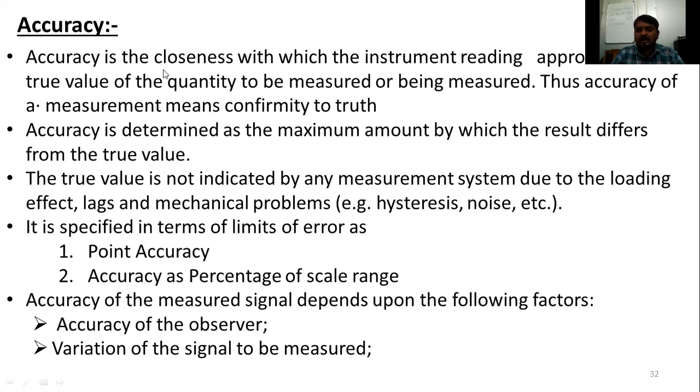Accuracy is the closeness with which the instrument reading approximates the true value of the quantity. True value is nothing but the standard value of the quantity to be measured. The measured value which is close to the true value or standard value, that one we are going to call accuracy. Thus accuracy of a measurement means conformity to the truth. Truth is our standard value. Conformity means whatever we are measuring here should go close to that standard value.